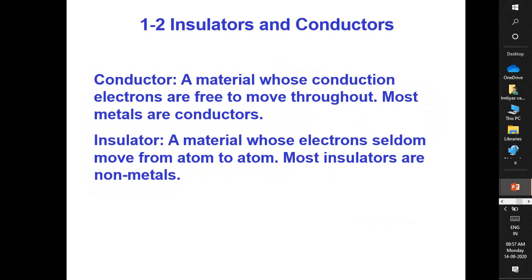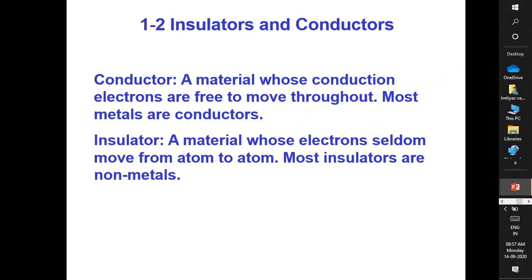Now see here, insulators and conductors. Conductors are materials whose conduction electrons are free to move throughout; most metals are conductors. An insulator is a material whose electrons only move from atom to atom. Most insulators are non-metals. It means there are no free electrons in the insulator, but the conductor has lots of free electrons.